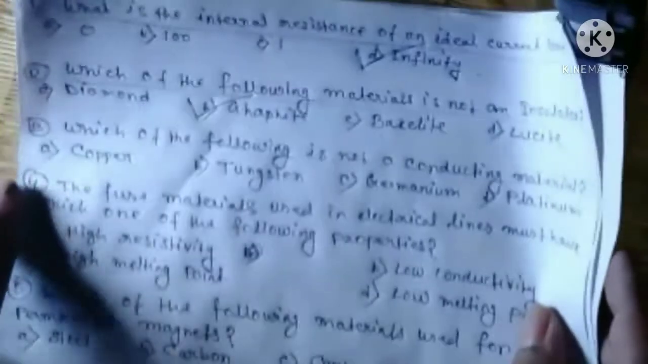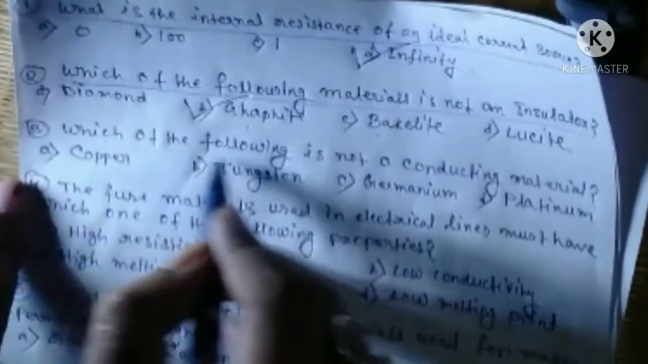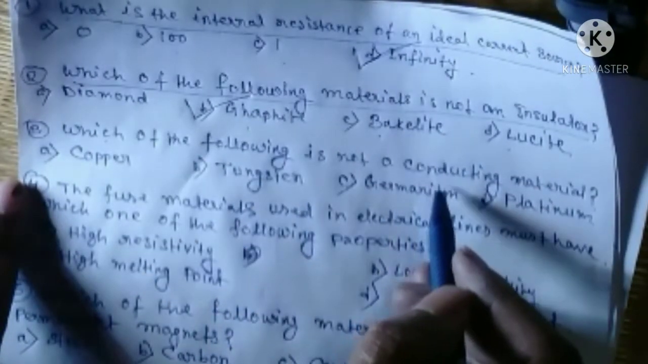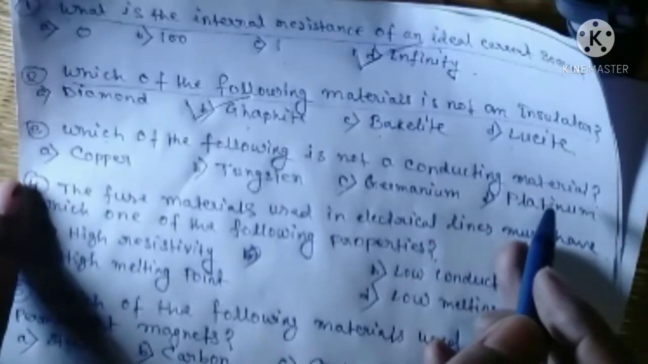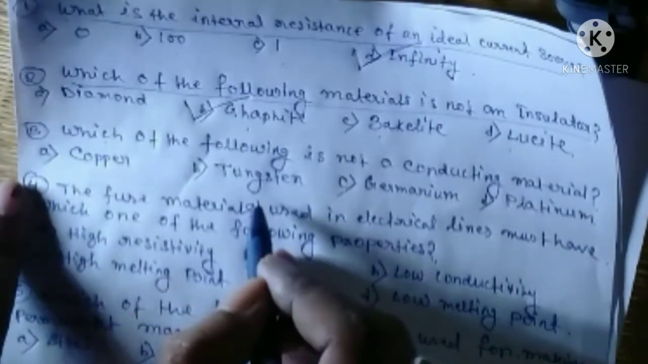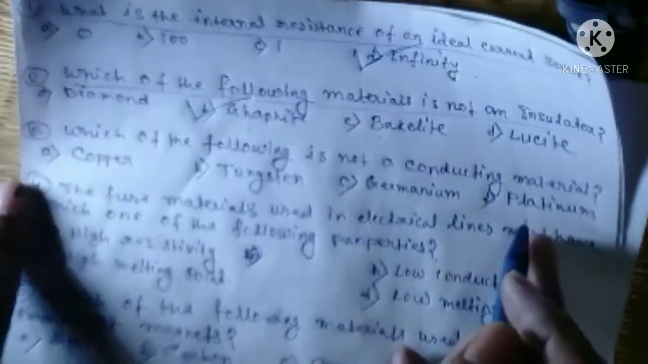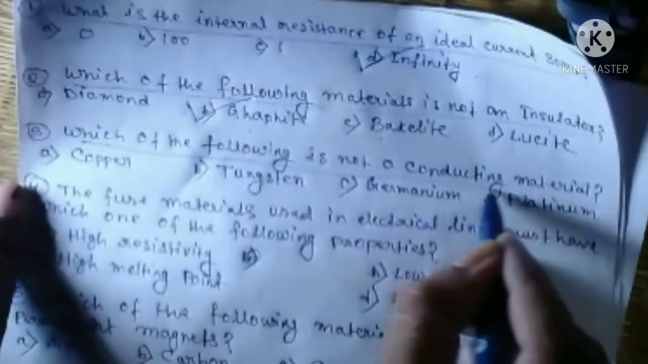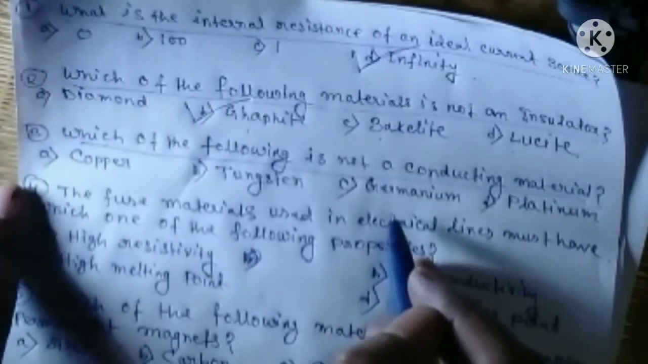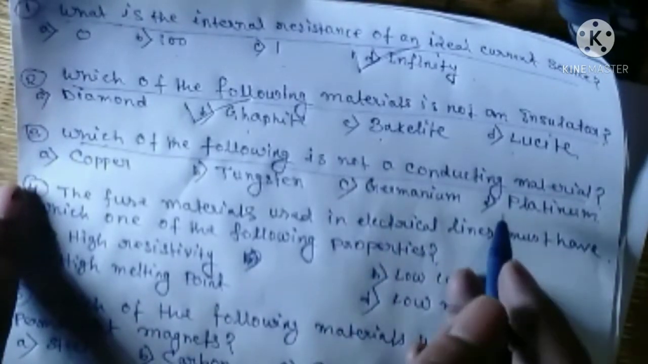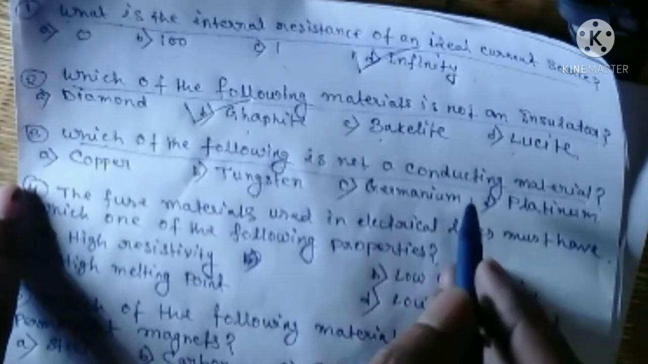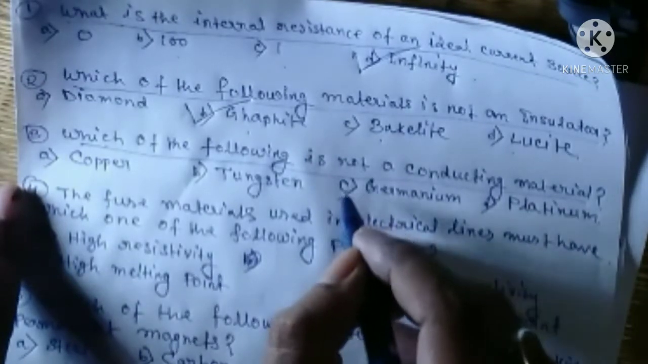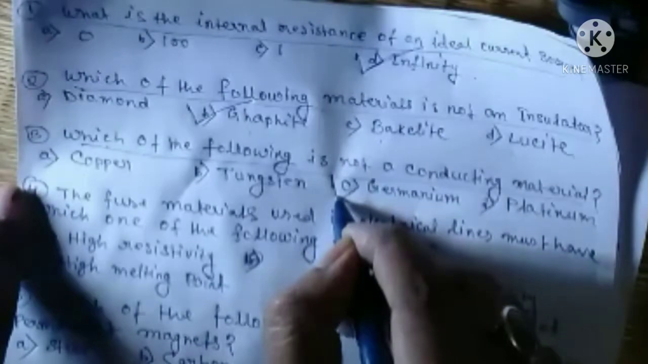So the next question is: which of the following is not a conducting material? Option A copper, option B tungsten, option C germanium, option D platinum. We know that germanium is not a conducting material. So here germanium is the answer.